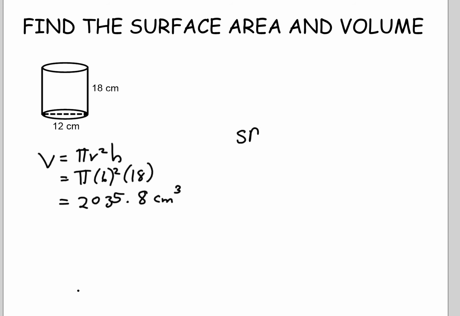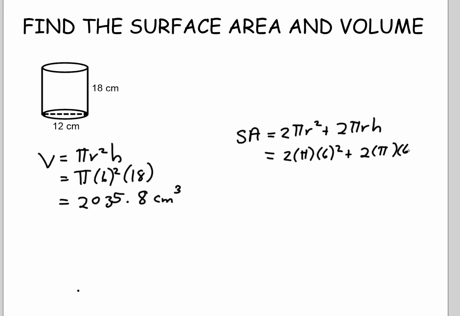Surface area is 2 pi r squared. That's the top and the bottom, plus 2 pi r h. Or this is actually the same as pi times diameter times height. Both of those are fine. And then again, we just substitute in. So 2 times pi times radius squared plus 2 times pi times radius times height. And we figure out, whoops, that should be pi. We figure out what each of these pieces is equal to.